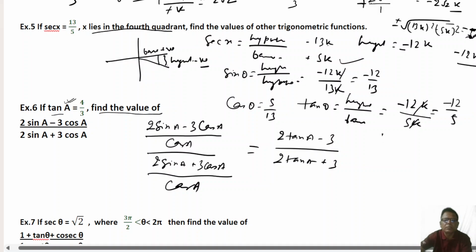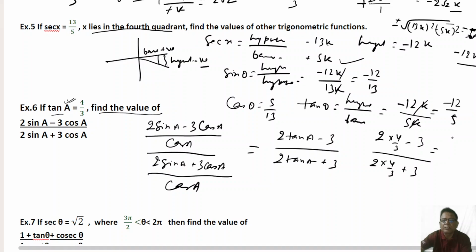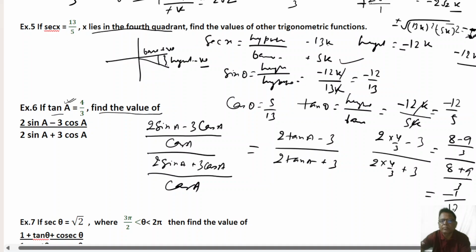So this one is 2 into 4 by 3 minus 3, divided by 2 into 4 by 3 plus 3. Then this is 8 by 3 minus 3, so 8 minus 9 by 3 divided by 8 plus 9 by 3. Then above minus 1, below 17. So the answer is minus 1 by 17. Now come to the next question.